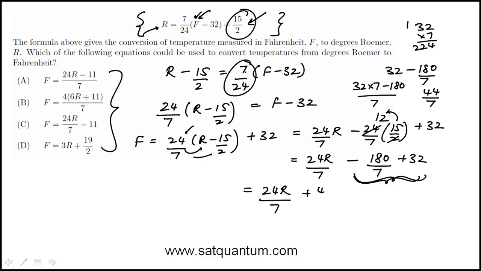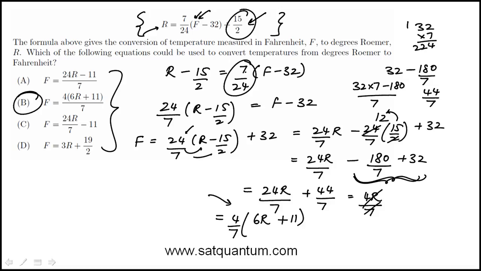And you'll notice that I can actually factor out 4 over 7. Actually, not the R, but just the 4 over 7. So that would give me 6R here, and then that's going to give me 11. And if I look at the answer choices, this is the same as B. So these manipulations actually will depend on how they give you the answer choices. So you do have to kind of glance at the answer choices and kind of match them.